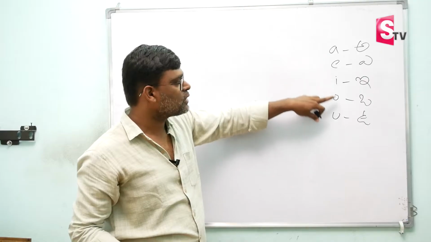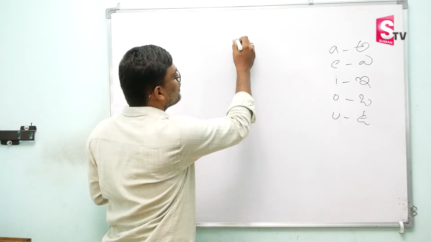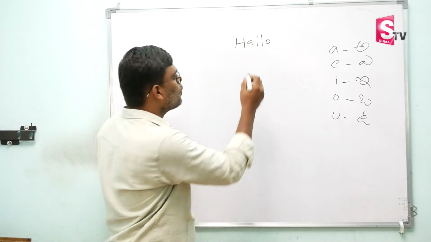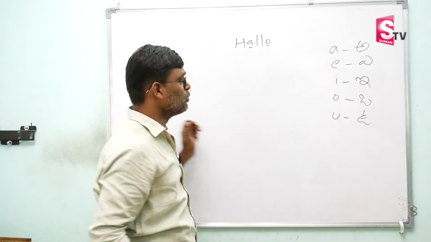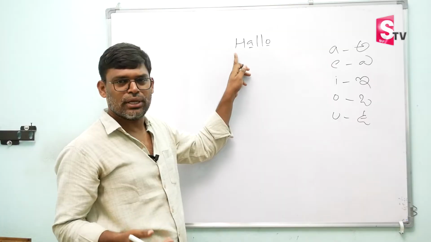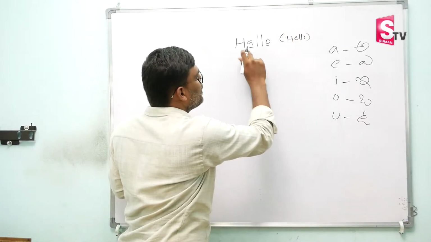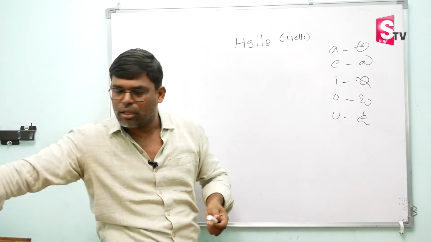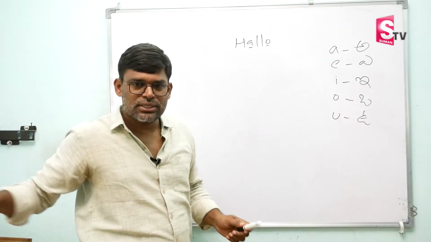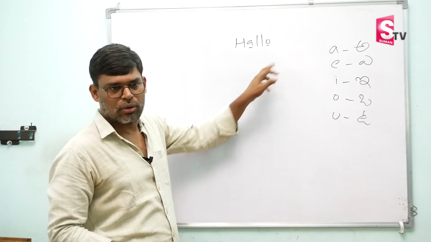So stick to the sounds, okay, don't change the sound. Now see the first one. Ha, lo, this is a sound, this is o sound. So hallo, hello. Just like in English we say hello, right? So in German they say hallo, like hi. If you want to say hi to somebody, in German you say hallo. The other person also says hallo.